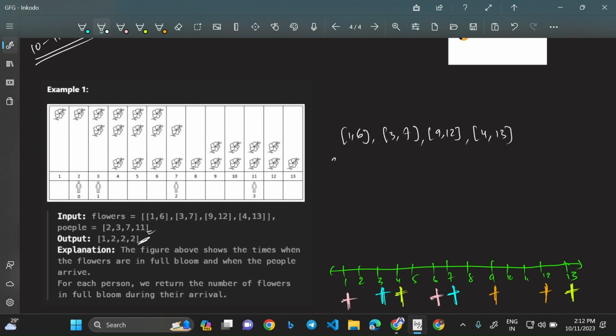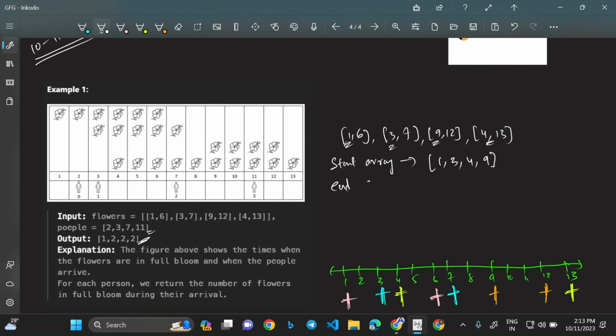So I'll make two arrays. Start array. The start array indicates the starting times of all the flowers, the blooming of all the flowers. So it takes the 0th position of all vectors that are there in the flowers: 1, 3, 4, 9. We'll even sort it. Make sure once you put in the values, you sort that array.